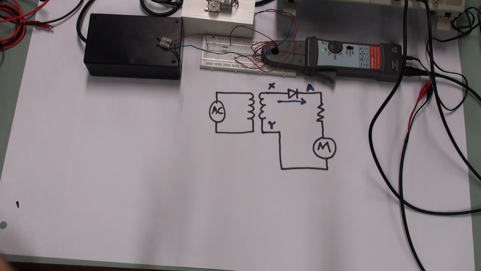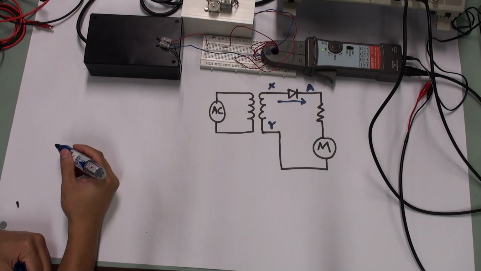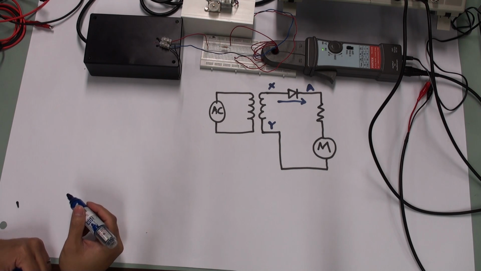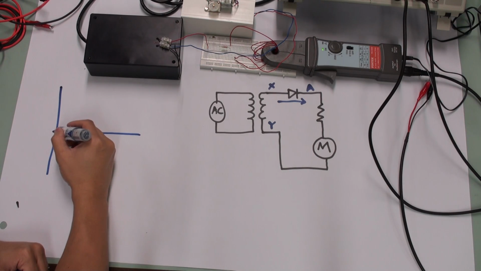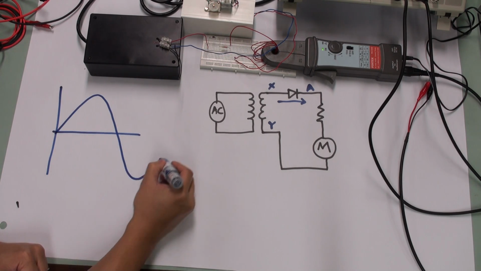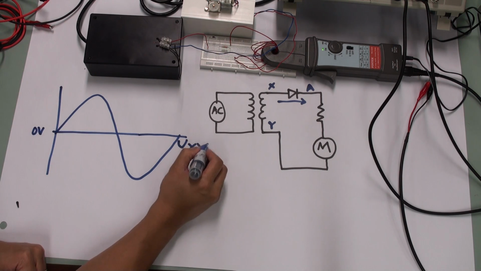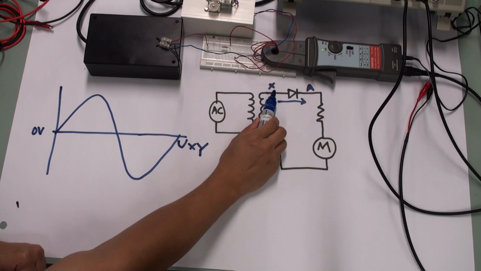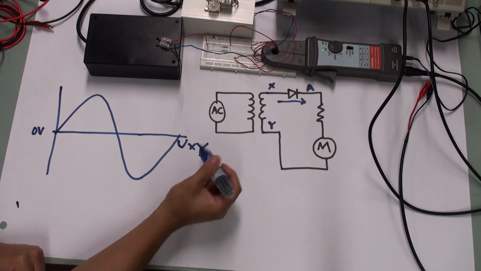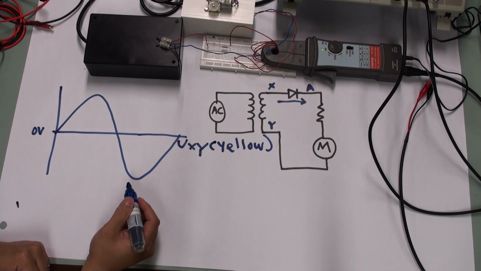Okay, so for clarity's sake, let's draw the waveform on this white piece of paper so that we can see clearer. So the first waveform that we have observed just now is our Vxy, 0 volt, and this is our Vxy, whereby it is measuring this point with respect to here. So this one is our yellow waveform in the oscilloscope that we saw earlier on.